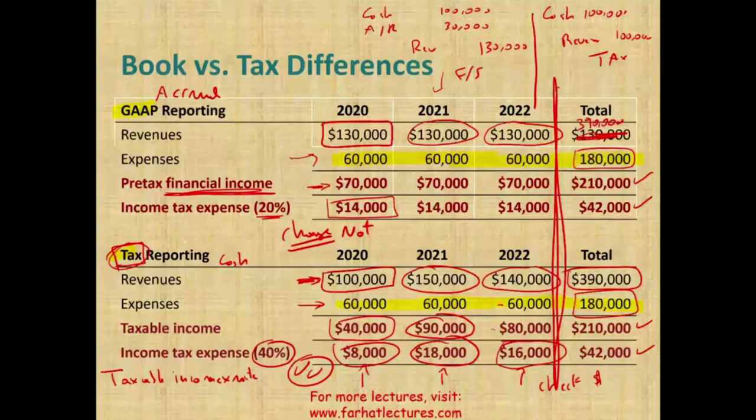What does that mean? It means those changes reverse. We're going to learn the term later. Those are temporary differences. It means they are different from year to year, but overall, over the long period, they reverse and they equal each other. Okay? Hopefully you see the big picture.